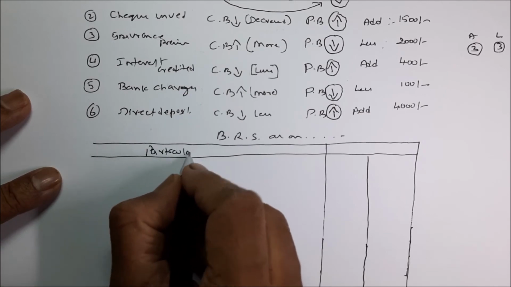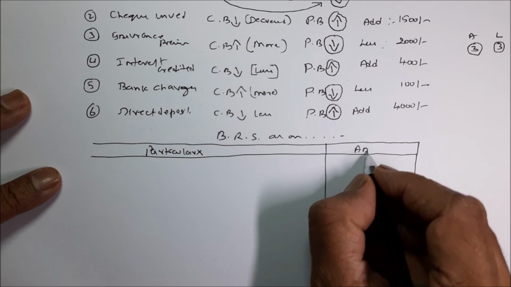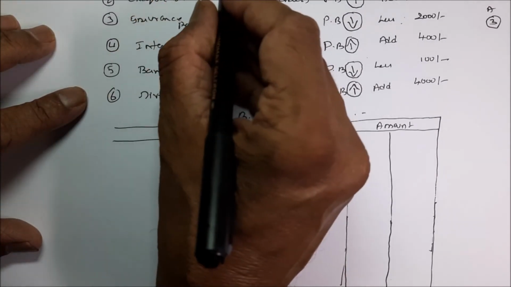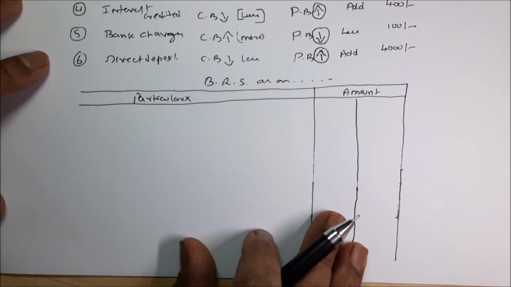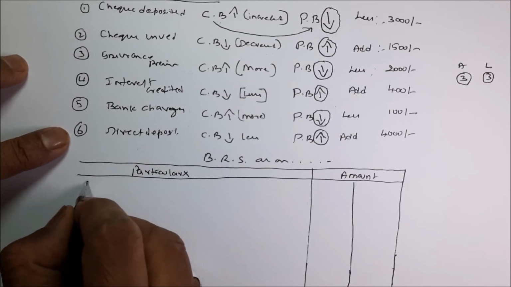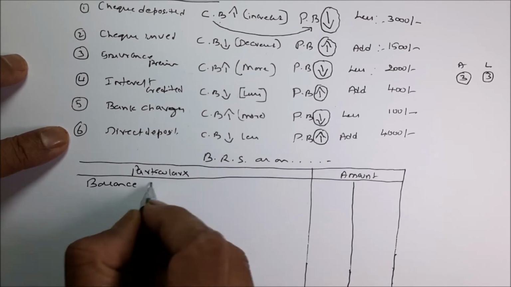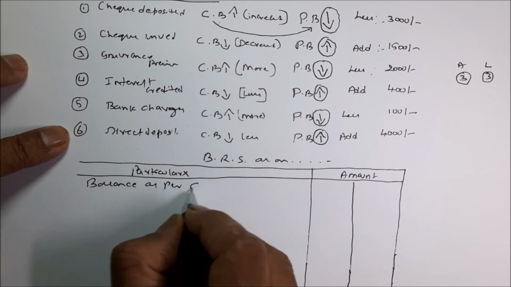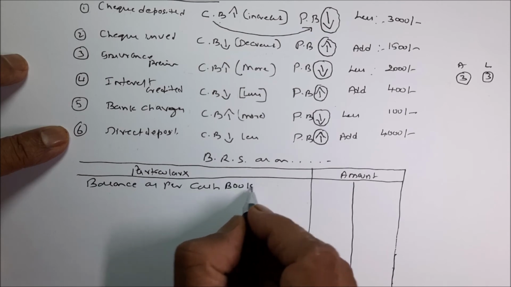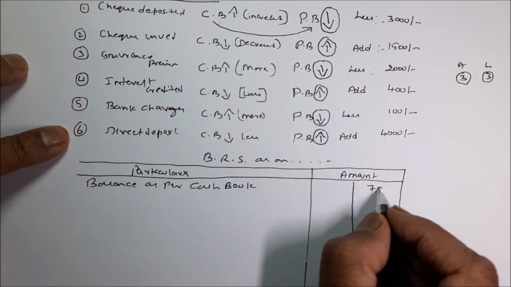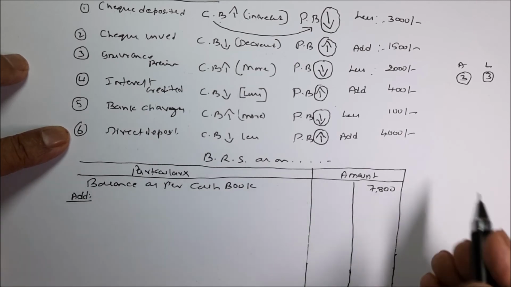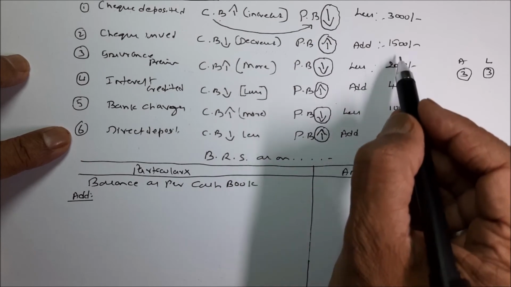Particulars, then amount, inner column, outer column. So first you are going from the cash book balance to the passbook balance. Balance as per cash book, 7,800. Add. You take all the adds first.